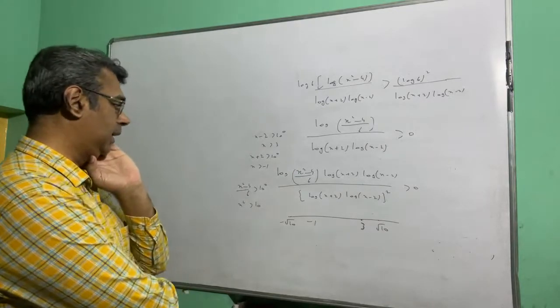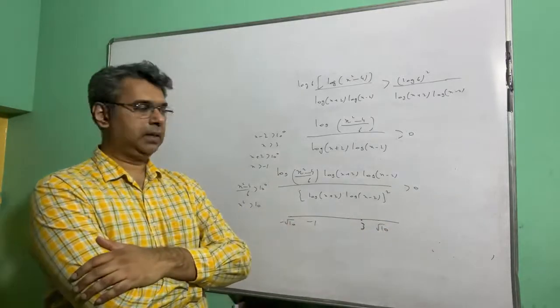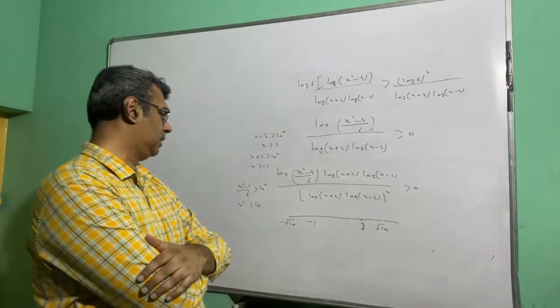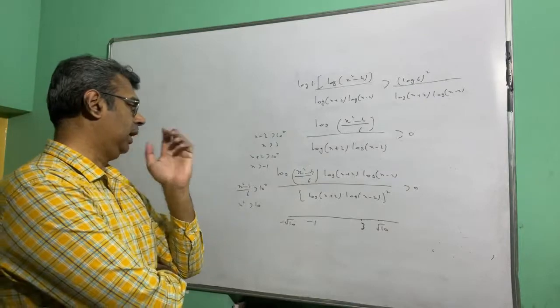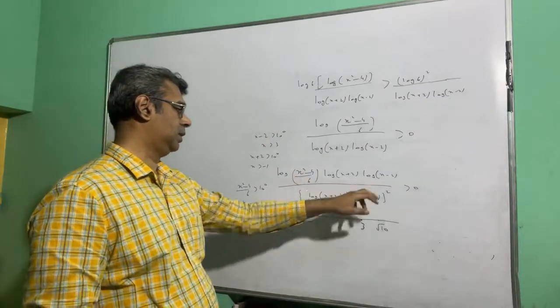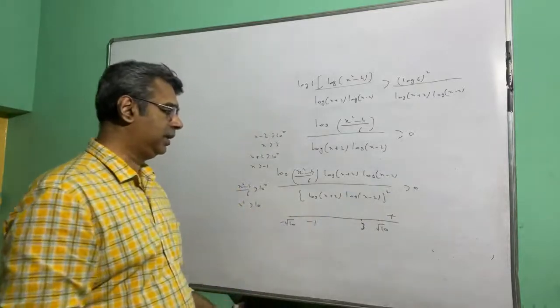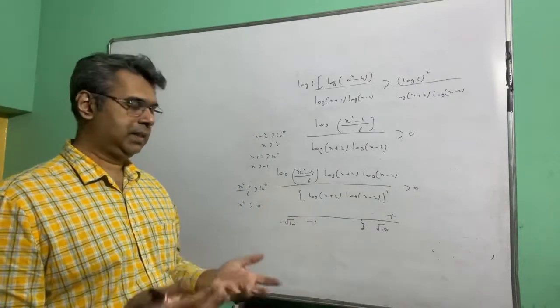So let's do one thing. Let's start from the rightmost interval. Suppose x is greater than root 10. If x is greater than root 10, then everybody is positive. So I'll do one thing. I will not draw a wavy curve. I'll just write positive. Let's see what happens.